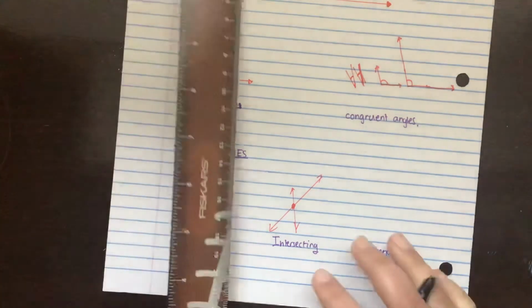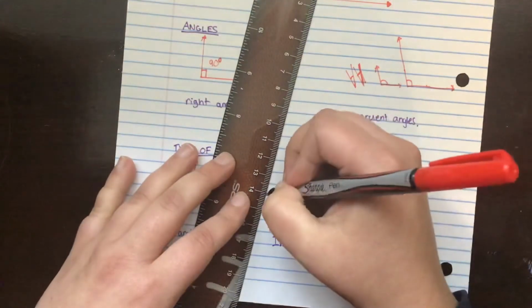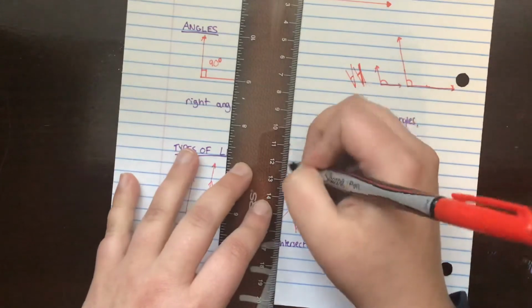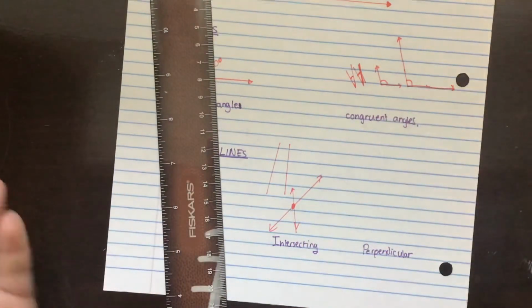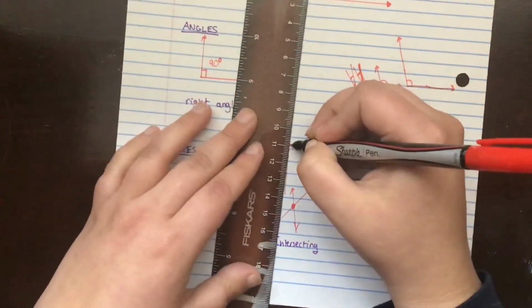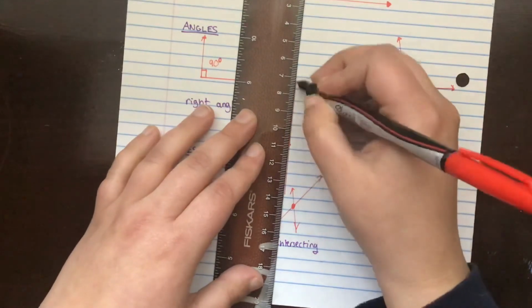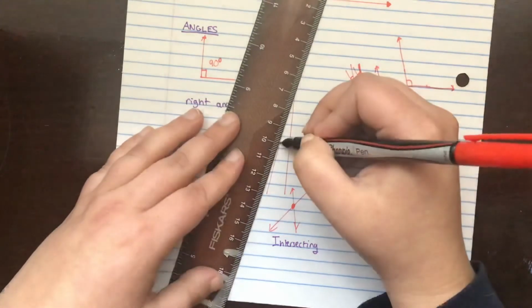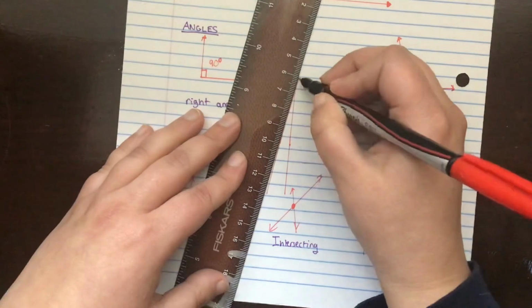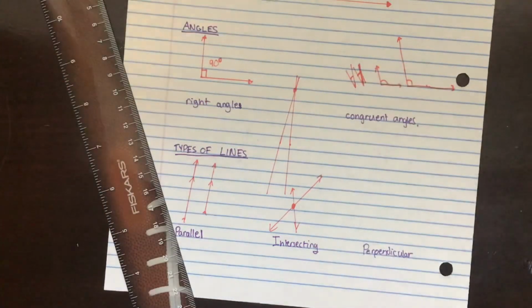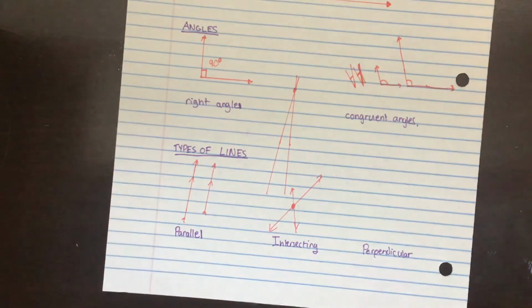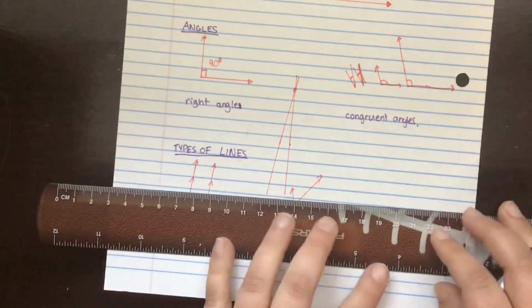They meet. Here's another example of intersecting lines. Now these ones at first don't look like they're going to intersect, but if I kept drawing the line and kept drawing this line, they would eventually meet at a point. So they are intersecting. They meet at a point. And finally, a perpendicular line also meets at a point, but it meets at a very special point.